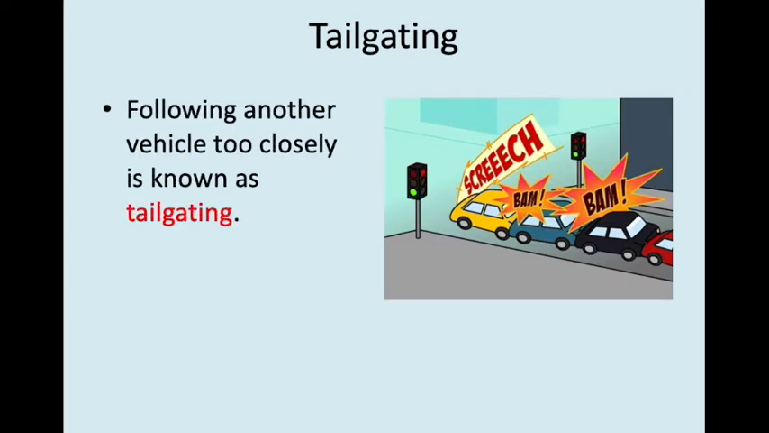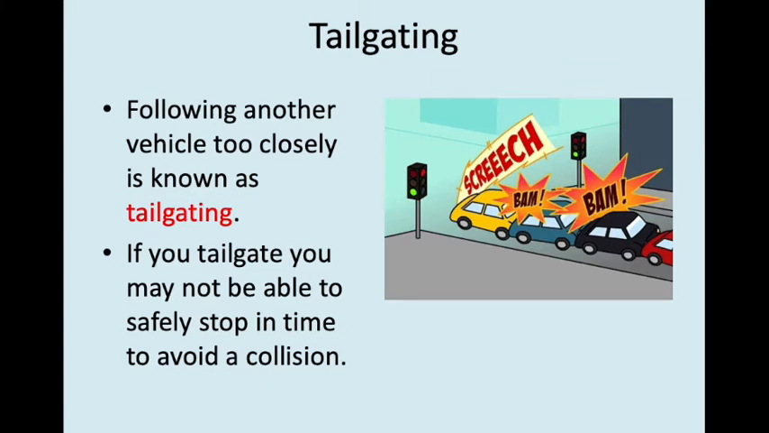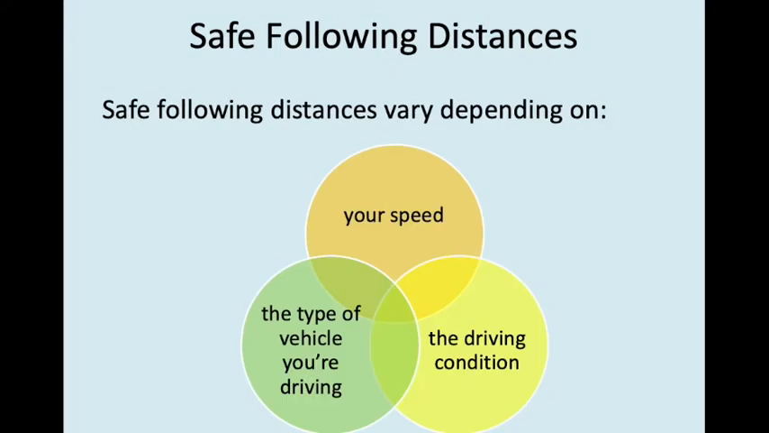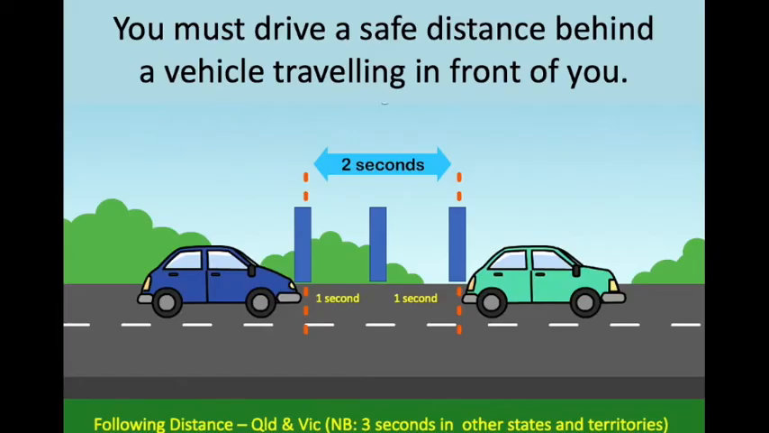Okay, tailgating is following another vehicle too closely. If you tailgate, you may not be able to safely stop in time to avoid a collision. Safe following distances vary depending on your speed, the type of vehicle you're driving, and the driving condition. And as you can see in the chart there, a combination of any of those factors.